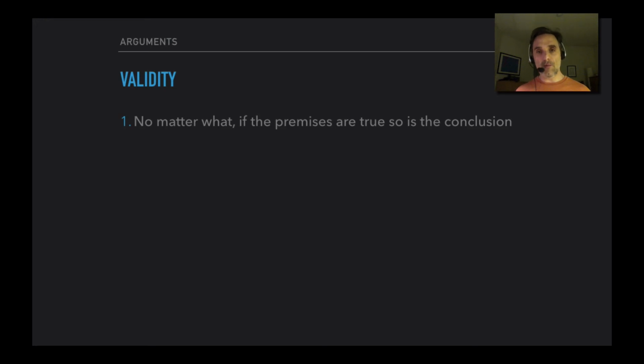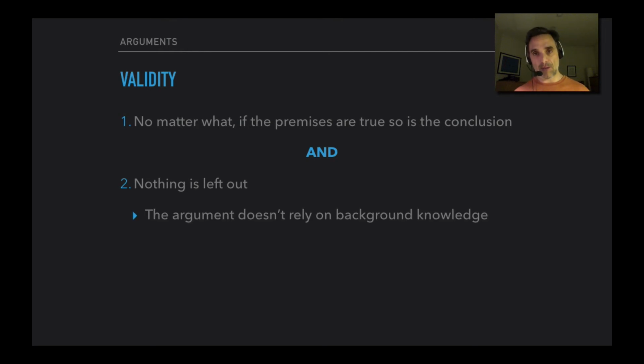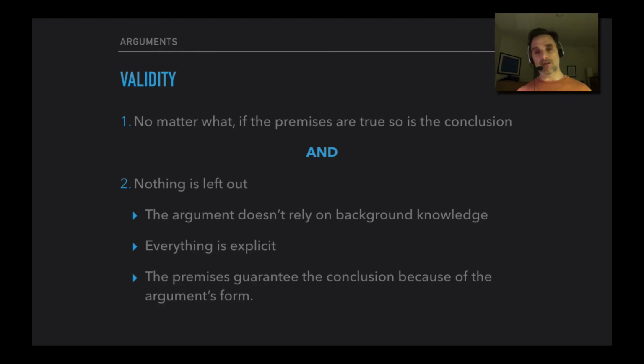First of all, no matter what, if the premises are true, so is the conclusion. So if an argument is valid, then no matter what, if the argument's premises are true, the conclusion is true. But that's the case for the Spot is a dog, Spot is a mammal argument, and that argument's not valid. There's more to validity than that. We also want to say that nothing is left out, that the argument doesn't rely on background knowledge, everything is explicit, the premises guarantee the conclusion because of the argument's form. Those are all different ways of basically saying the same thing.